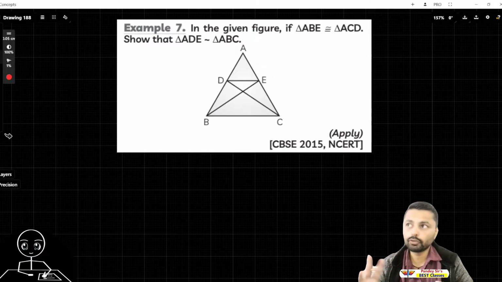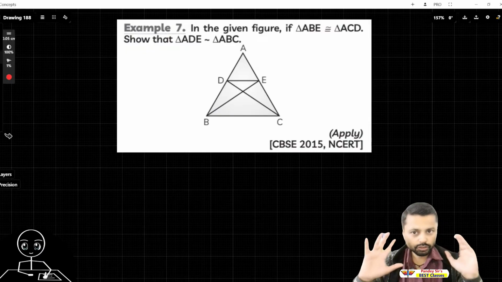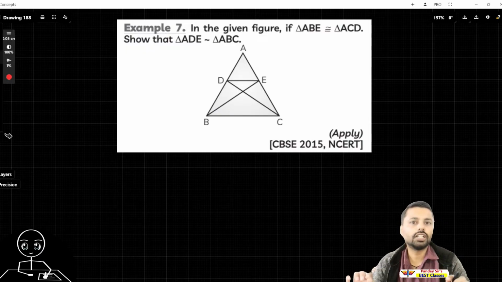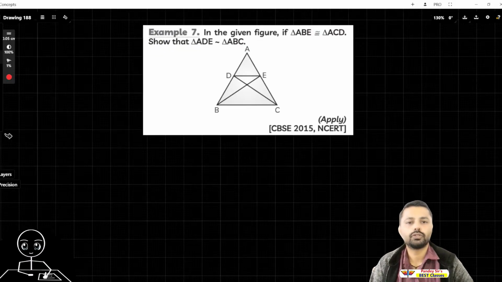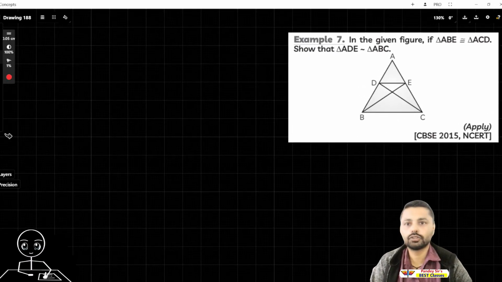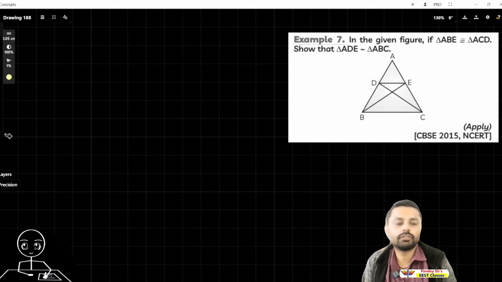Plus, in the exam you get only 1 or 2 minutes for a 1-mark question, so you must be clear. By the way, if you start in a hurry, you'll make so many mistakes. The only way to do it fast is to practice. So let's practice along with me, and you also try along with me. Now what should be the first step?